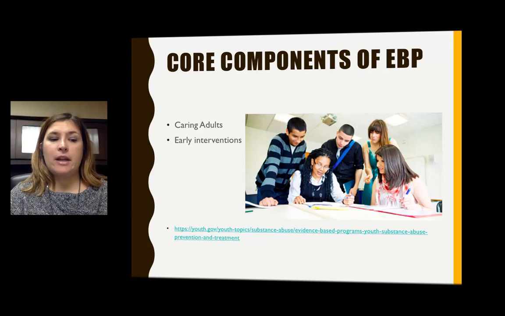The last two components of an evidence-based program are prevention programs that include having influential adults play a role in how youths understand and use drugs. So incorporating positive adults in their lives. Then there is early intervention. We know that the earlier that someone uses drugs and alcohol, the more likely it is to become a problem. So intervening as early as possible gives them the best chance to prevent addiction or substance use disorders from occurring.